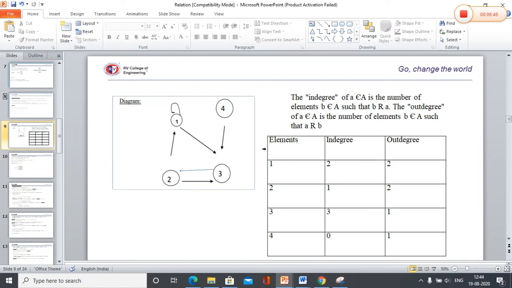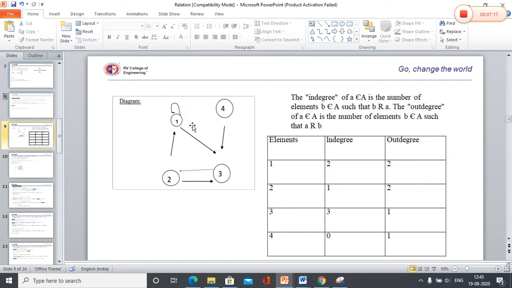In degree means the total number of incoming edges to that vertex. Incoming edges means the number of edges coming towards that vertex. If the direction of the arrow is towards that vertex, that will be considered an incoming edge. So on vertex number 1, this edge is coming towards it, so in degree is 1. And whenever we have a self loop, it will be considered while counting the in degree as well as while counting the out degree. Always remember that.